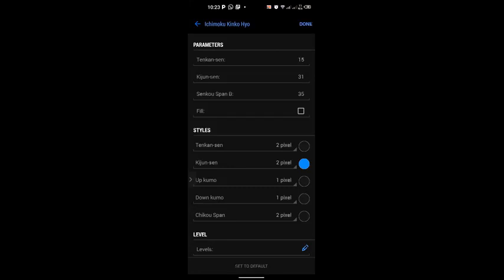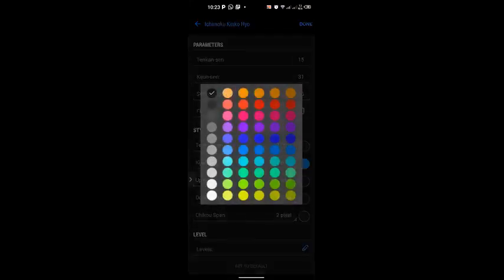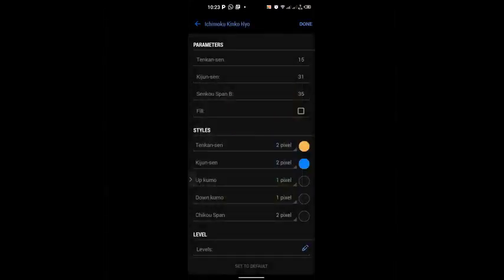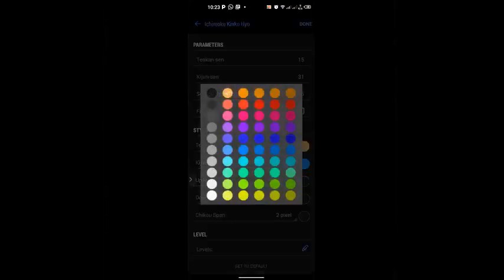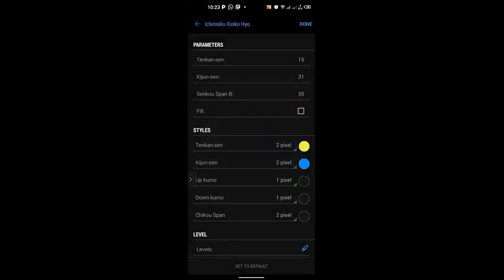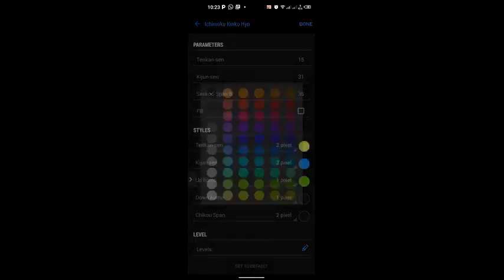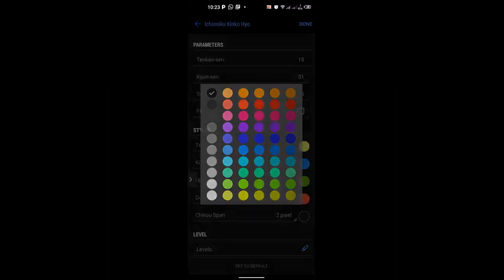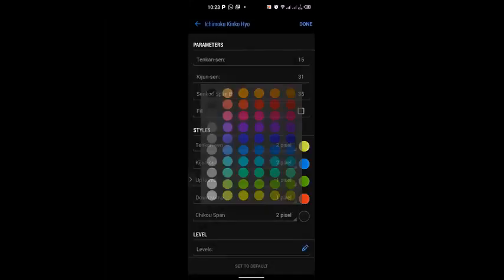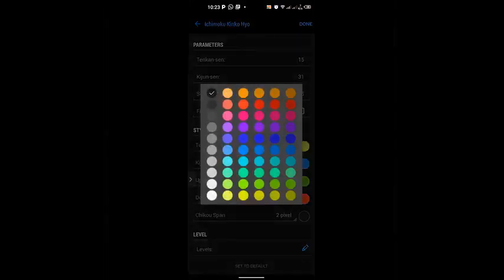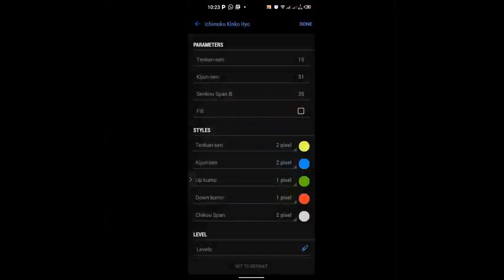With the styles, we have the Tenkan Sen, which is yellow. Kijun Sen is royal blue, per my class and per my color codings. We have the up Kumo, which is green, the down Kumo, which is red, then the Chikou Span, which is more or less like that. So we add it.